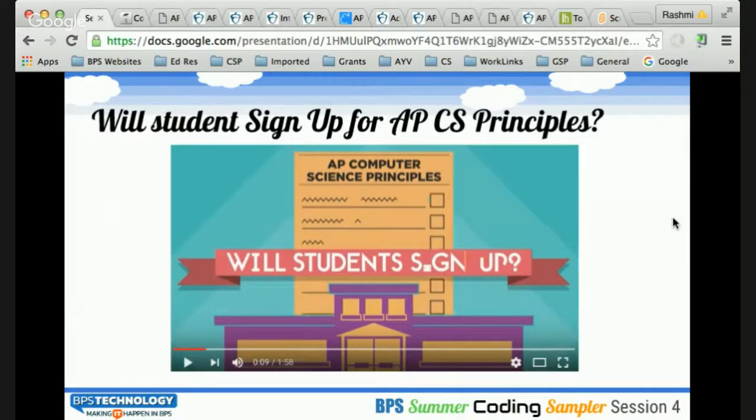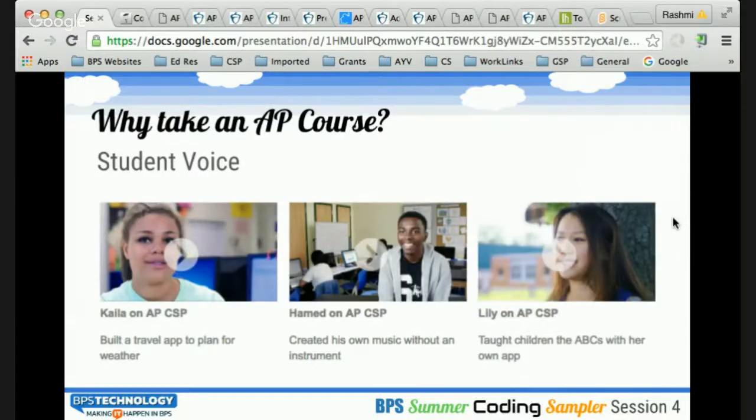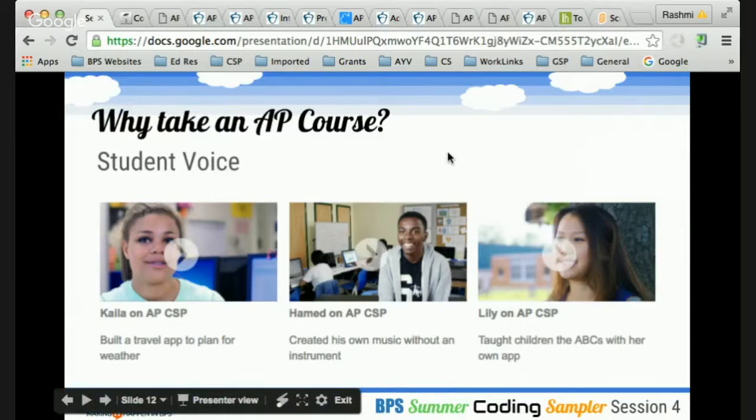So let's go into the main questions. Will students sign up for AP CS Principles? Because that's the introductory course being launched in fall, aimed towards broadening participation in CS. There are a lot of students who talk about why they should be taking AP CSP. So I'm going to show you a quick student example of how music is integrated into AP CSP, or how the student talks about it. Give me a quick second.